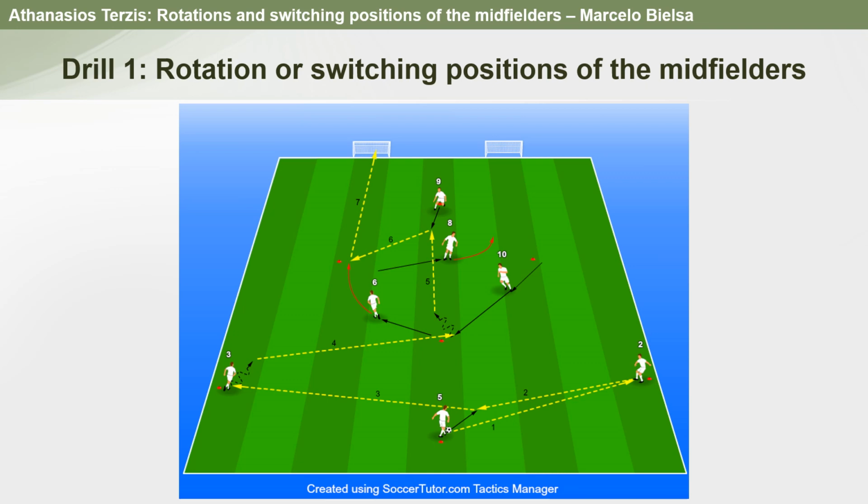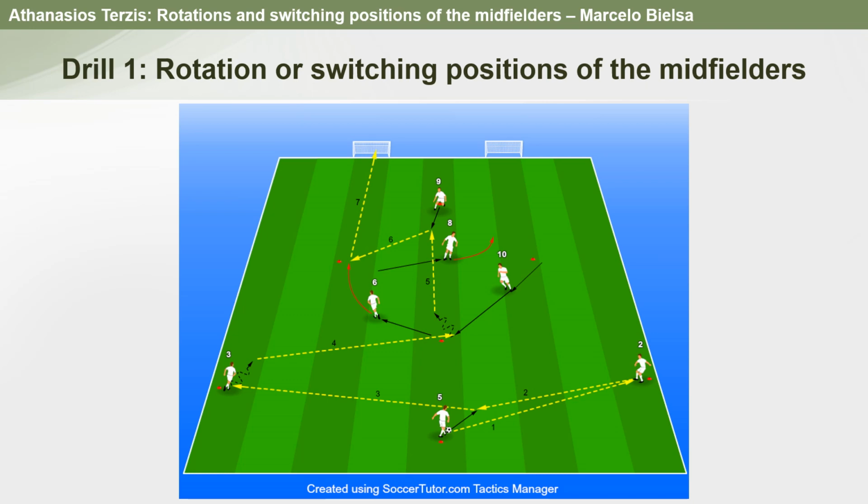Drill number 1 is executed in limited space. There are 3 defenders in low positions, 3 midfielders and a forward. The drill starts with the defenders who pass the ball to each other, while the midfielders shift to provide passing options. When one of the defenders decides to move forward with the ball, the midfielders start their rotating movements.